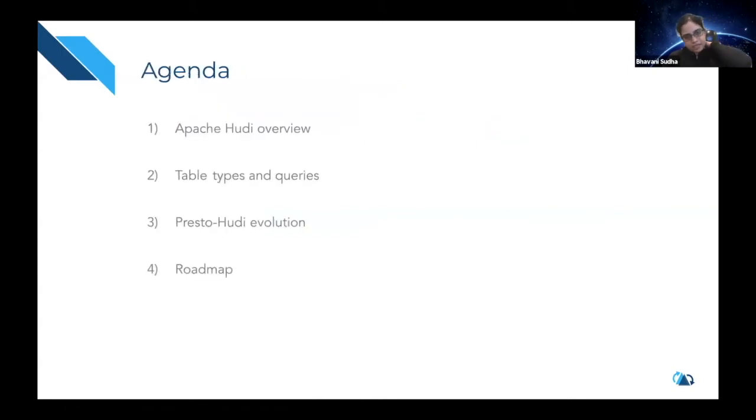Let's get to the agenda. We'll be talking through Hudi, introducing Hudi, giving a high-level overview, and diving into table types and queries that Hudi supports. Brendan will be talking about the Presto Hudi integration and how that has evolved over time. And finally, we'll talk about some interesting roadmap items that may require deep integration with Presto.